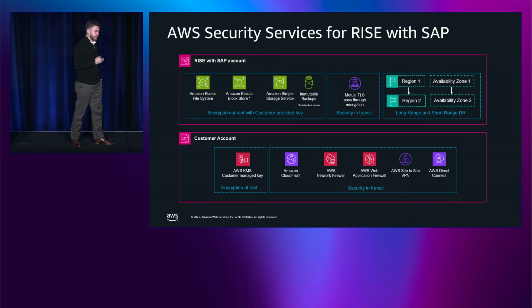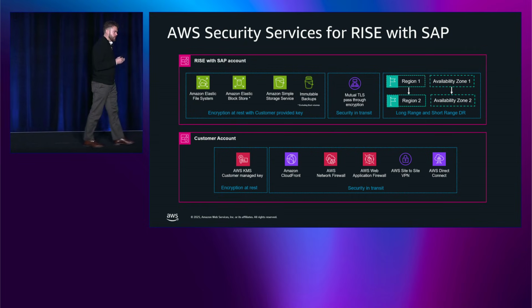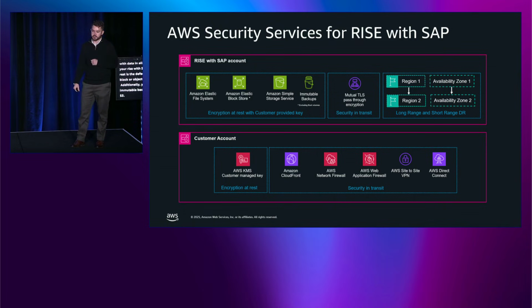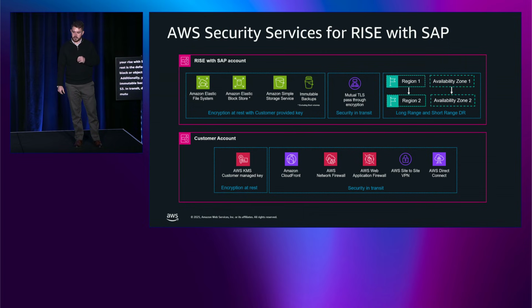Using Rise with SAP on AWS, your SAP and non-SAP accounts will be separated, with data in all accounts secured. In your Rise with SAP account, encryption at rest is the default for data stored in file, block, or object storage. Additionally, you'll be equipped with immutable backups powered by Amazon S3. In transit, data is encrypted using mutual TLS encryption, which offers enhanced authentication and security for network communications versus traditional TLS. This offers enhanced protection for your sensitive workloads and applications.